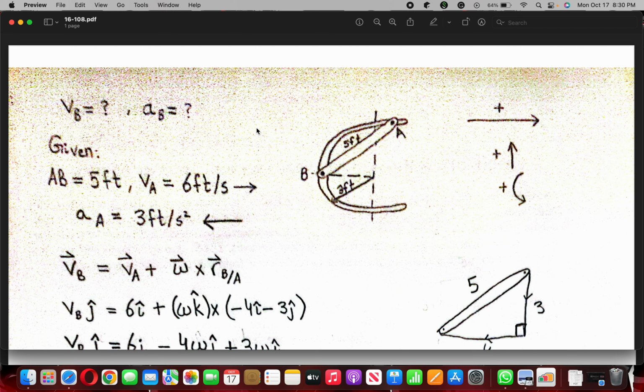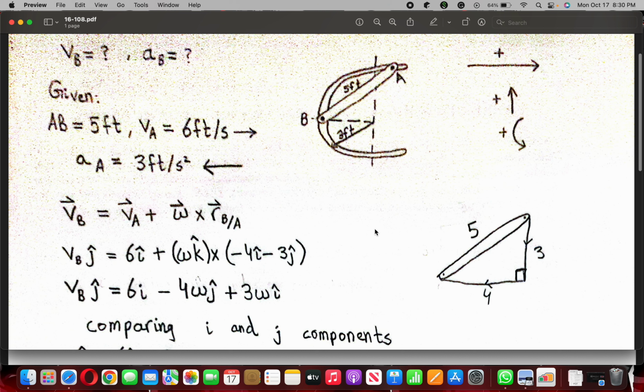So we have to find two unknowns, and we are given two things: the velocity and acceleration, and also the length of the rod AB. First of all, we have to find the velocity. For velocity, we use the equation VB equals VA plus omega multiplied by R, B relative to A. We have the velocity of A and we have to find the velocity of B, so we can use this relation.